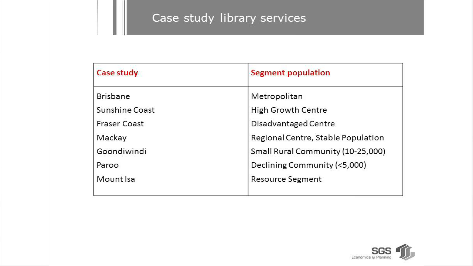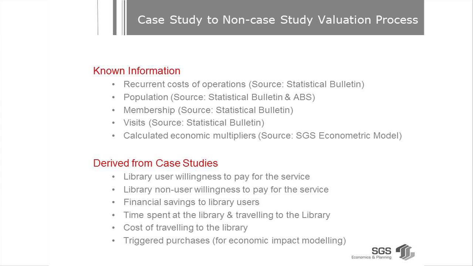And basically what we knew for each of the library services in Queensland, well, we had the recurrent costs of operations, the population, membership, visitation numbers, and we had economic multipliers that we calculated from our own model. And from the case studies, we drew out the library user willingness to pay and the non-user willingness to pay, so that contingent valuation, the financial savings, and time spent at the library and travelling to the library, and the cost of travelling to the library, the travel cost method, and also our triggered purchases.